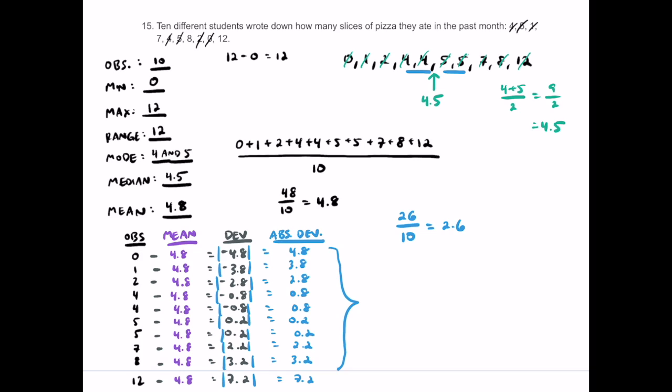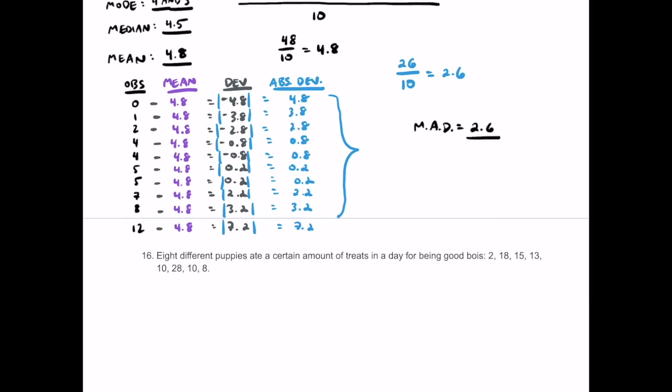So I know I kind of ran out of room earlier, but if I write this down over here, after all that work, the MAD, I believe, is equal to 2.6. Okay, so the average number of slices they ate was 4.8, but on average, they were 2.6 away from the average. That's what we just found out. Okay, 15 is now done, so let's check out 16.